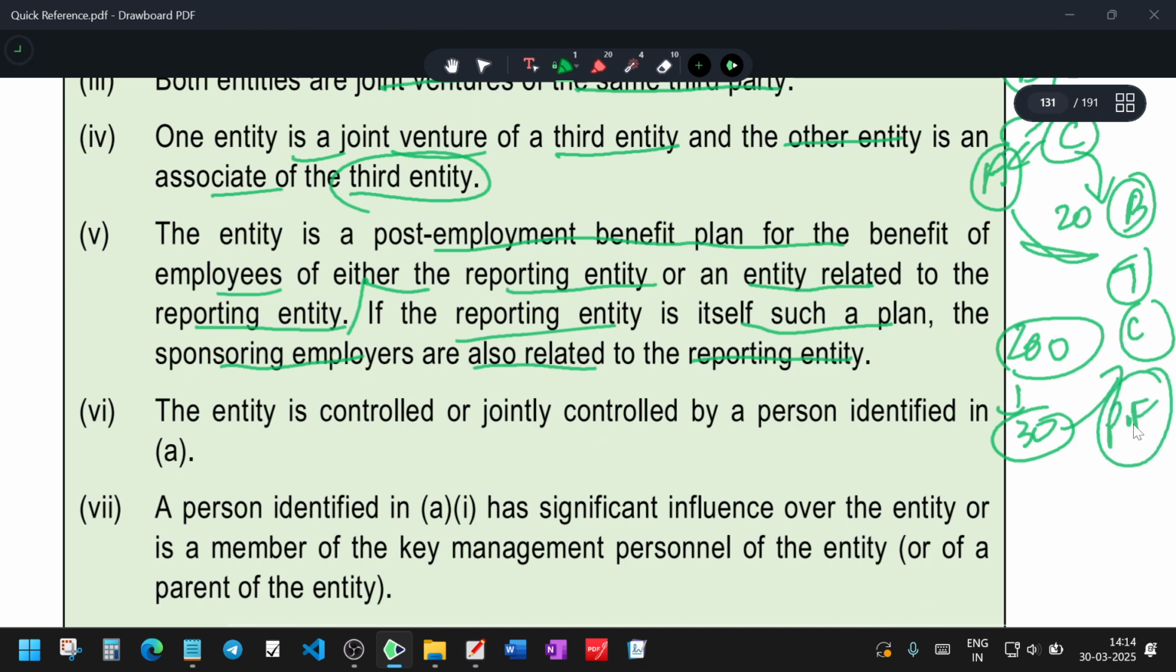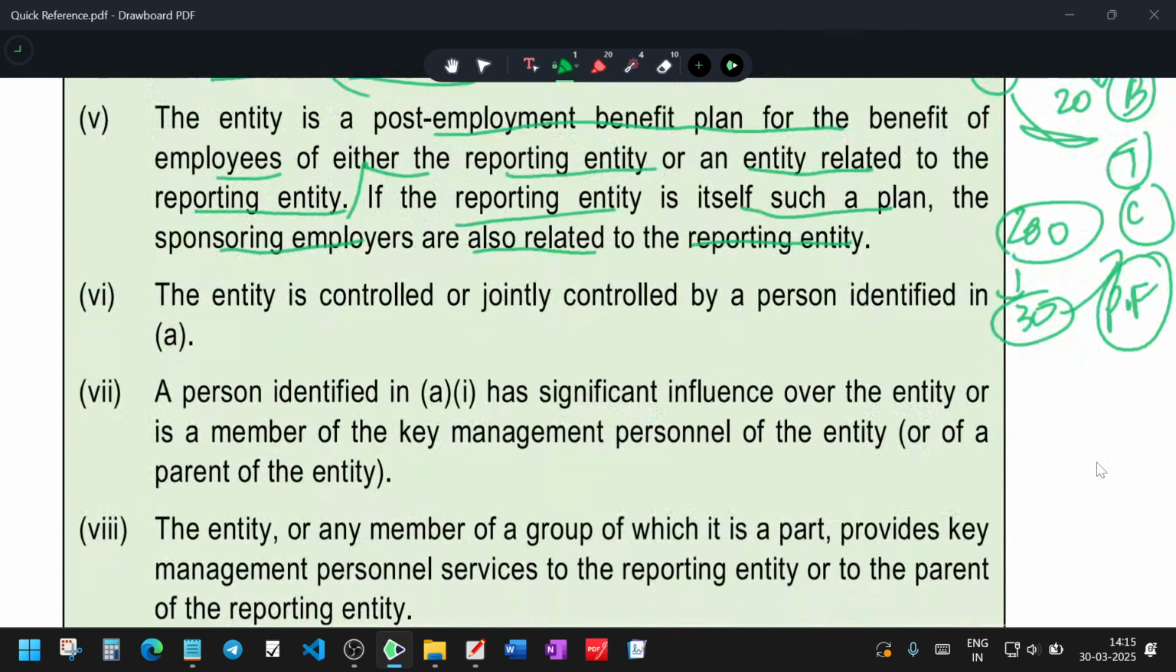Now, whether this company and I are related, yes, because you have invested in something that is going to help your employees. The sponsoring employers of such a plan also have significant influence over you. So they are also related entities.